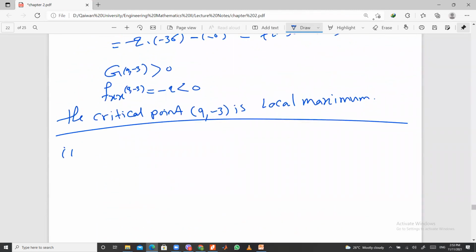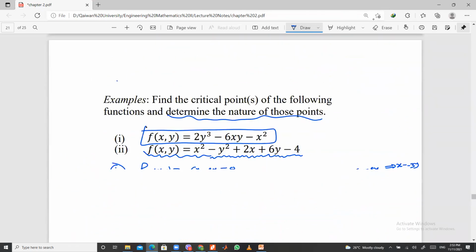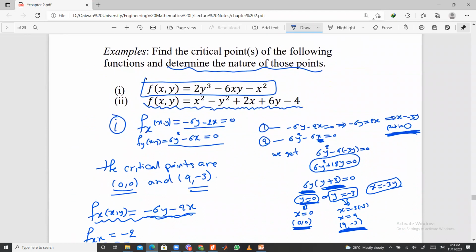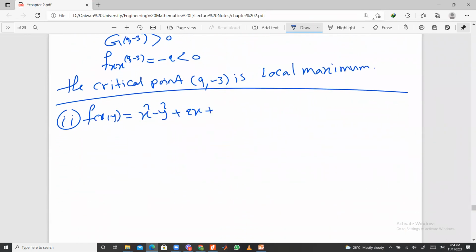So for example two, f of (x, y) equals x squared minus y squared plus 2x plus 6y minus 4. Here, we need to find the critical points and then determine the type of critical points. We have only maximum, minimum, or saddle points.